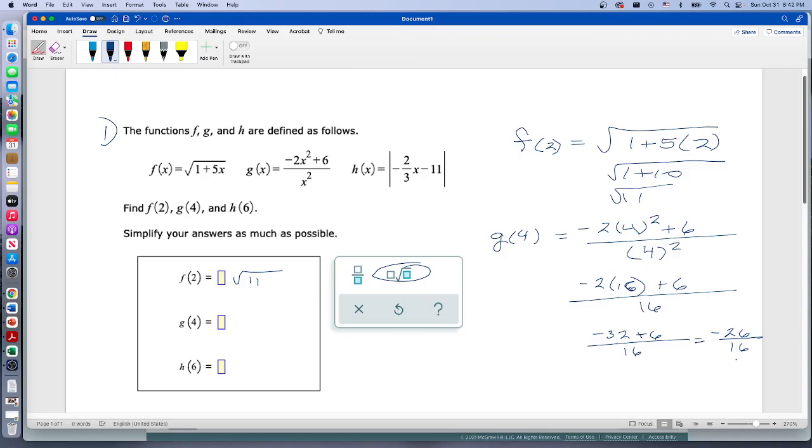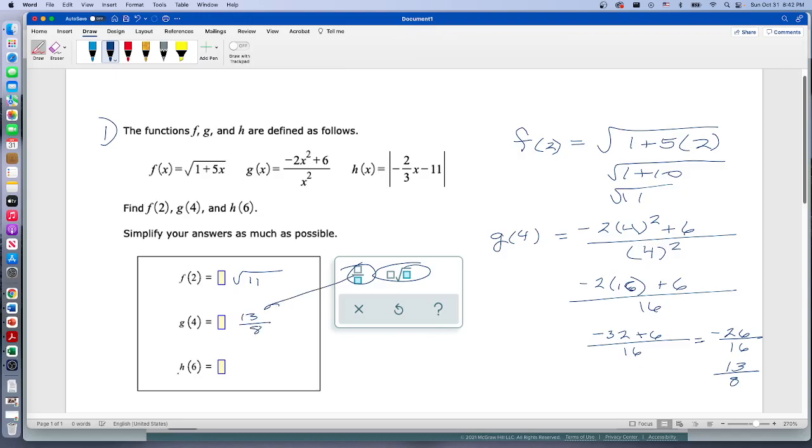Usually they want it reduced, so 26 and 16, 2 can go into both of those. So divide out a 2, we're going to get 2 goes into 16 8 times, 2 goes into 26 13 times. So negative 13 eighths. And again, for that one you would use the fraction key, and then we've got negative 13 eighths.